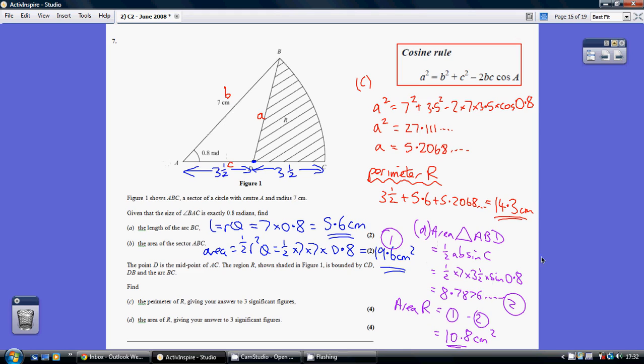Okay. Anyway, again with your calculator in radians mode to work out the sin 0.8, we get the area of the triangle being 8.7876. So the area of the shaded bit is the total area of 19.6. Take away the triangle area of 8.7876, gives us an area for R of 10.8 centimetres squared to 3 sig figs.